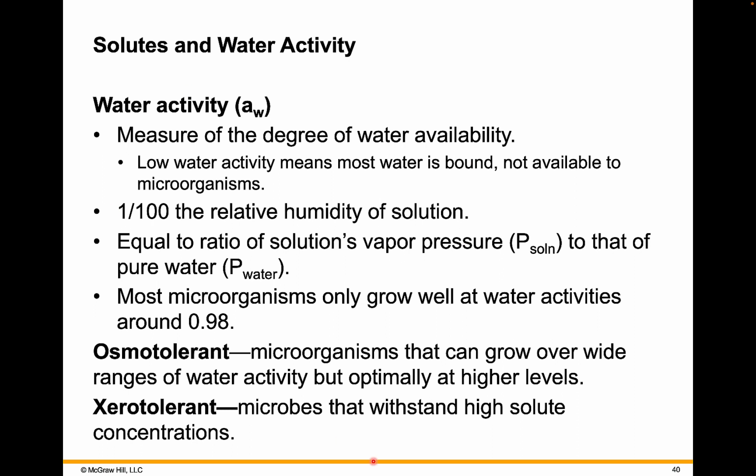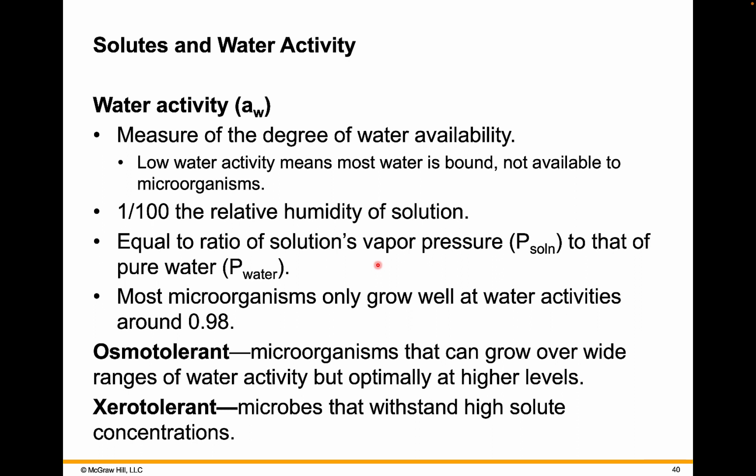Another very important factor in terms of these osmophiles and many other processes is the water activity. Water activity, or aw, measures the availability of water. Low water activity means most of the water is bound and not available to the microorganism. It is the relative vapor pressure of a solution, equal to the solution's vapor pressure divided by that of pure water. So for distilled water, this is 1.